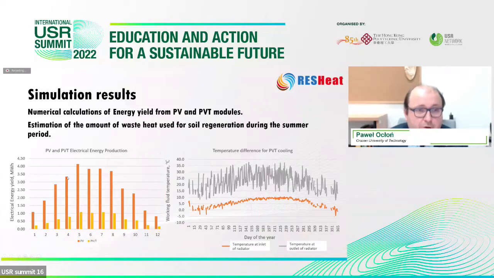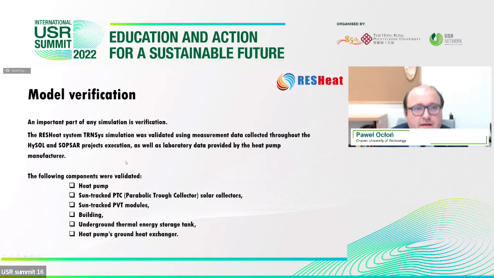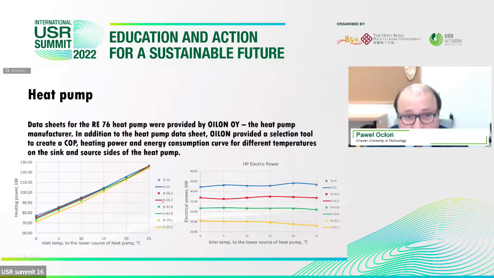Here we can see how much electrical energy is produced from the PV panels and from the PVT panels. Of course, there is a larger amount of PV panels than SunTrack PVT, so the stationary PV generation is higher. But we have also validated various models: the heat pump, SunTrack solar collectors, SunTrack PVT modules, the building underground thermal energy storage tank and the heat pump ground heat exchanger. The data was delivered to us by the Ocłoń company.